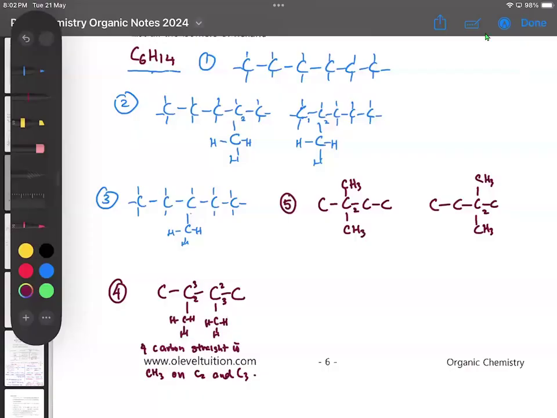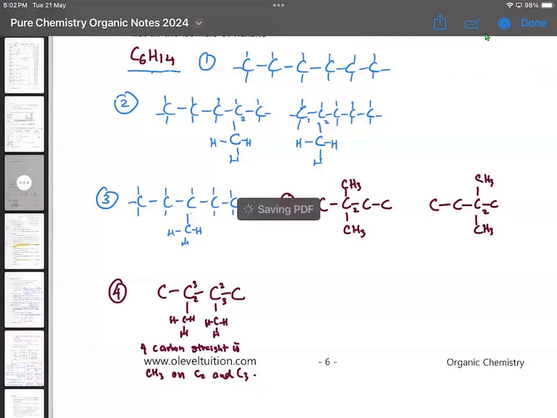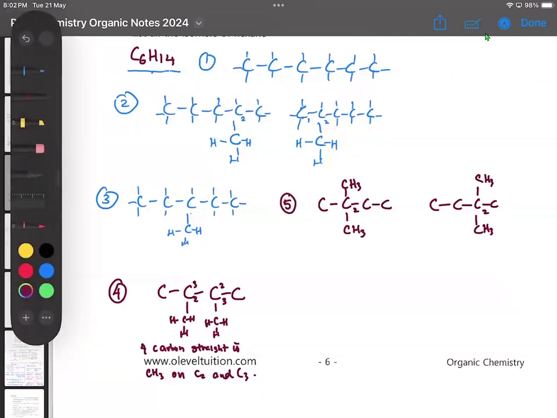Let's trim it down, right? So far, by reducing the longest chain, you see that you actually get new substances, new structures. So what happens if I trim it down to 3?